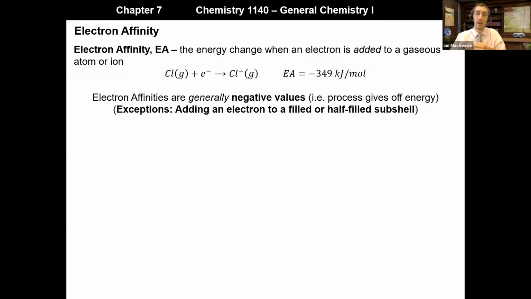If we have an atom that has a filled or half-filled subshell, then adding another electron to that isn't a favorable process because that electron either has to go into a new set of orbitals all by itself, or it has to pair up with an orbital, breaking the symmetry of the half-filled subshell. So if you were adding an electron to a filled subshell or a half-filled subshell, those processes are not negative. We would consider them not favorable. Those would be positive energy values. But otherwise, electron affinities are generally negative values.